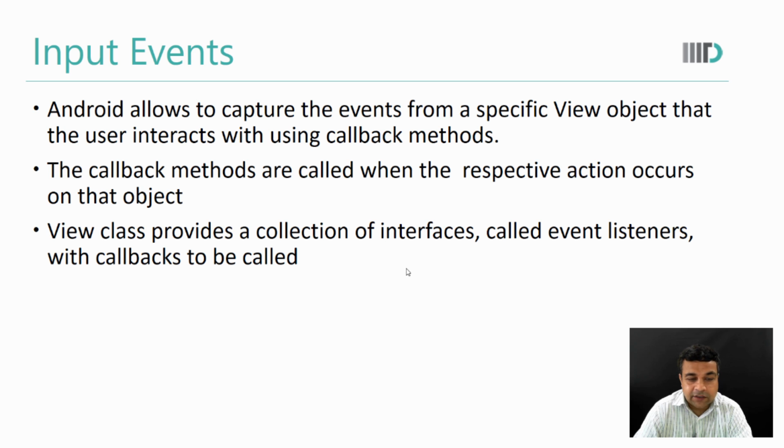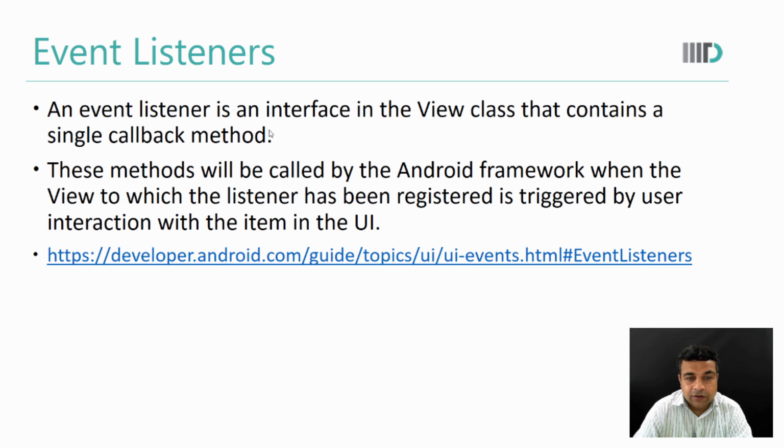So our view class provides a collection of interfaces called event listeners. Each of them has its own callback, which is then called when that interface is used for user interaction. So an event listener is an interface in the view class that contains a single callback method. These methods are called by the Android framework when the view to which the listener has been registered is triggered by user interaction with the item in the UI.